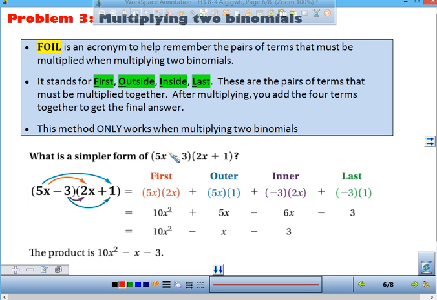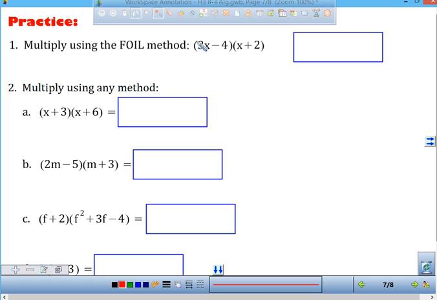The next one is called FOIL. It's an acronym that accounts for first, outside, inside, and last. So if I use FOIL on this one, you do the first term in each binomial. So 3x times x, that's first for the F. So 3x times x gives us 3x squared. And then outside, so the outside terms would be 3x and 2. 3x and 2 is 6x.